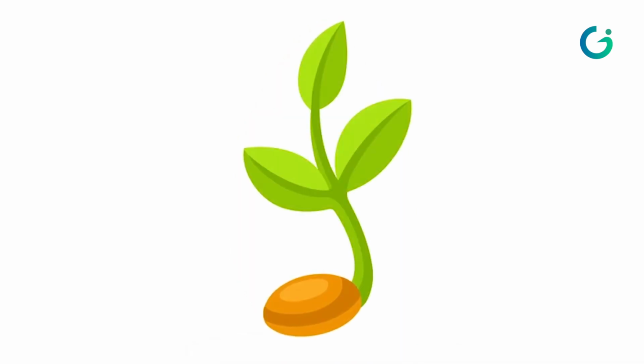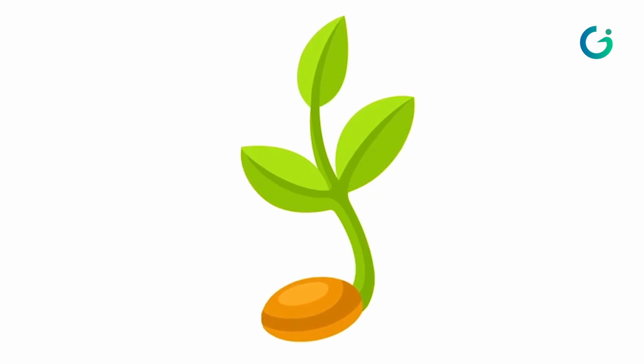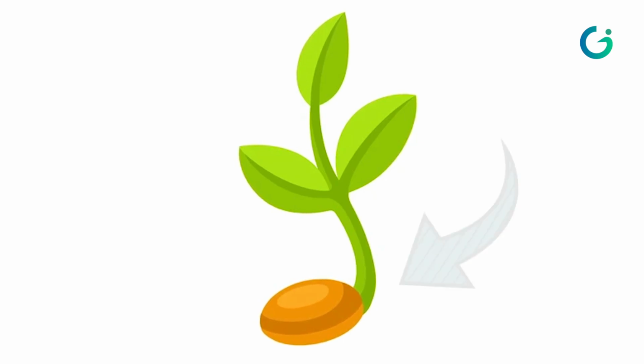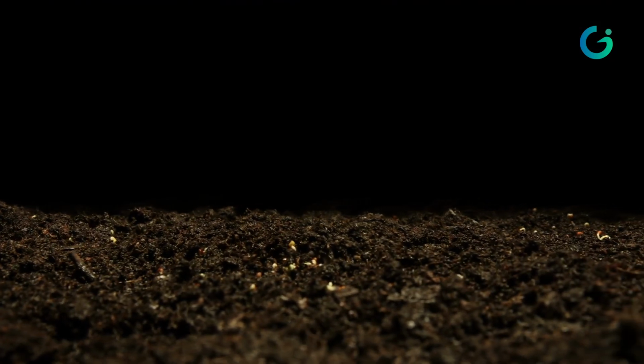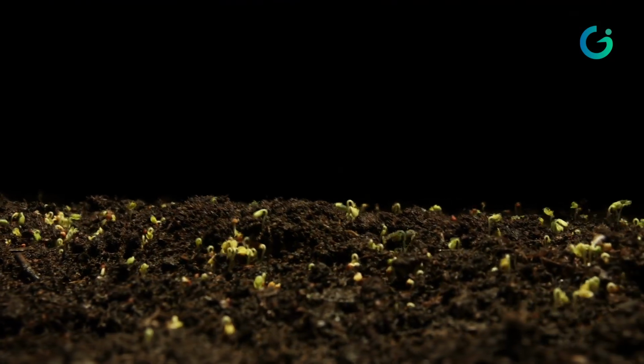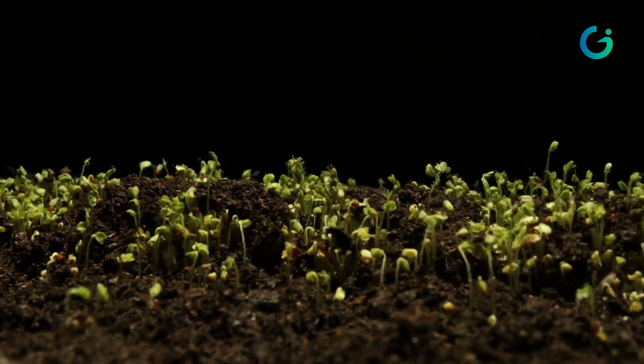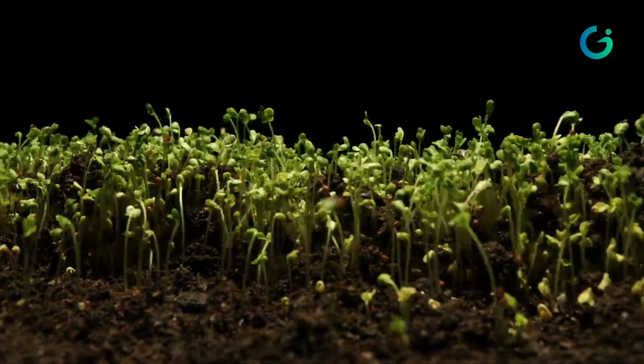Germination. When the seed is planted in soil and gets water and sunlight, it starts to grow. This process is called germination. A small sprout emerges from the seed. Seedling. The sprout grows into a young plant called a seedling. It starts to grow leaves and roots.